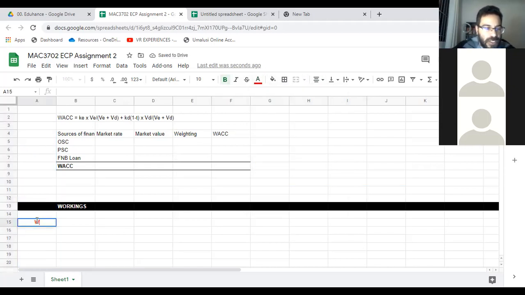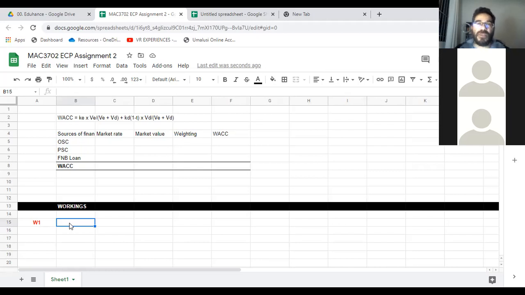Okay, so now I'm going to start with working one. For me, I'm going to do market value first. So I'm going to calculate market value. To calculate the market value of ordinary share capital, remember what goes through my mind? There are two methods. Method number one, market capitalization. Method number two, dividend growth model. The formula for market capitalization is number of shares in issue times share price. The formula of the dividend growth model is value equals D1 divided by equity minus growth rate.